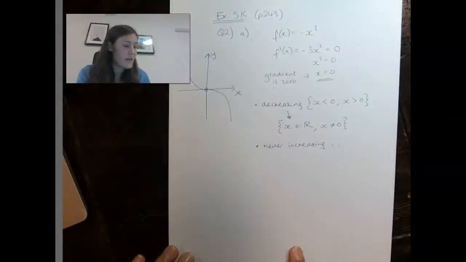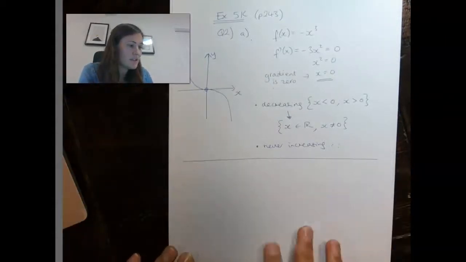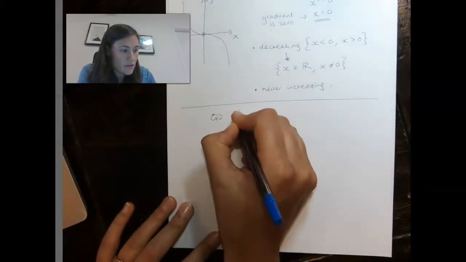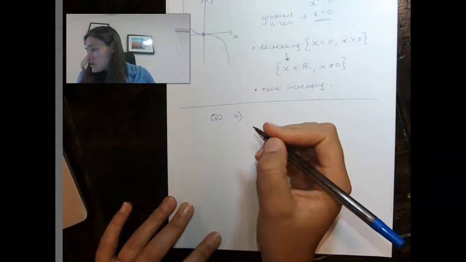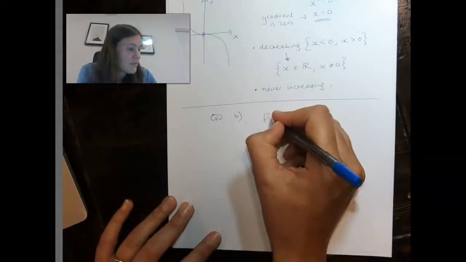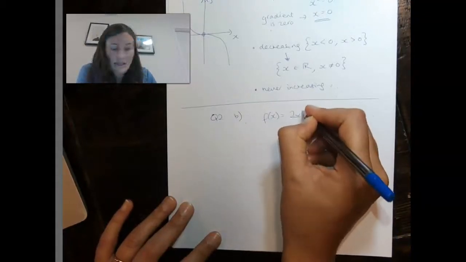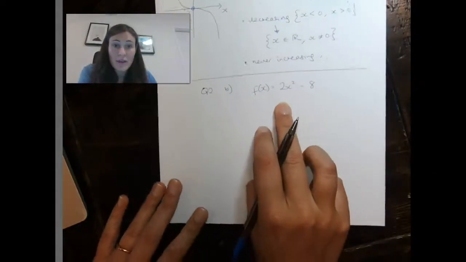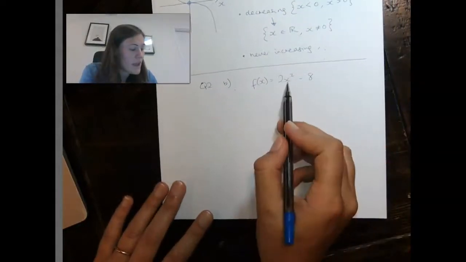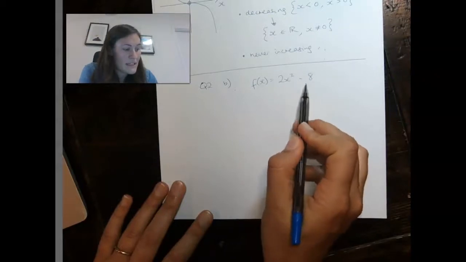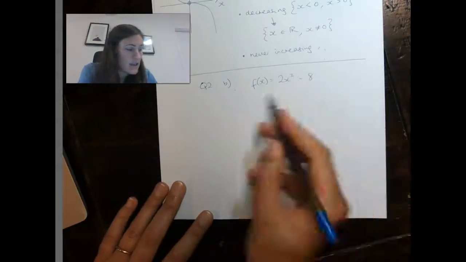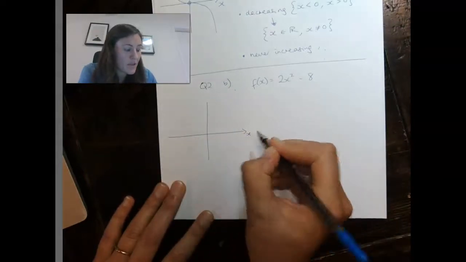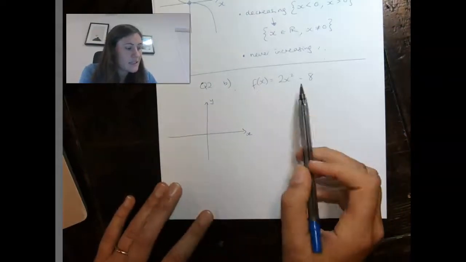Okay, continuing with increasing and decreasing functions, I'm now going to look at another example, which is question 2, part B. So the function here is 2x squared minus 8. So we've got a quadratic function now. The y-intercept is going to be minus 8. I want to sketch this. A nice bit of revision on how we can sketch quadratics.